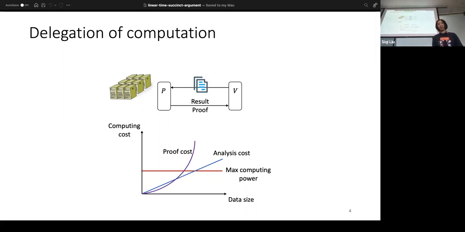If this increases much faster in comparison to the analysis cost, what would happen is that the overhead incurred by the proof cost would greatly limit the data size that the prover can process in this kind of delegation of computation setting. Because of this reason, it's ideal for us to find protocols in which the prover's proof overhead is small. I hope this is clear. So this is the motivation.